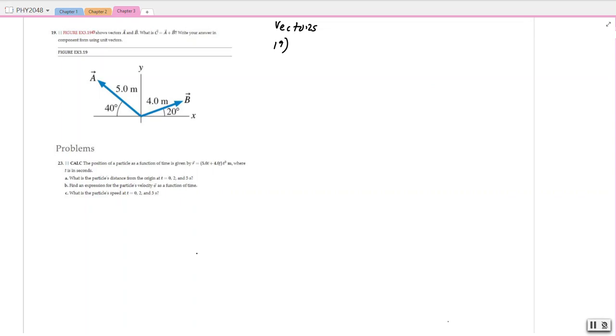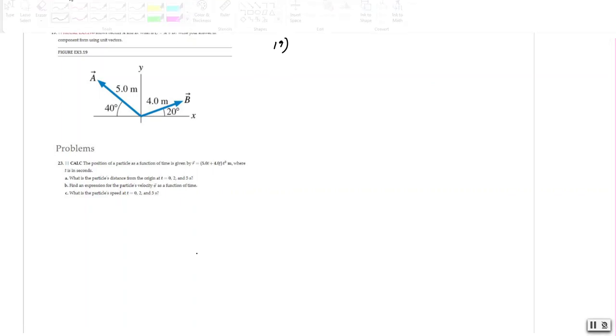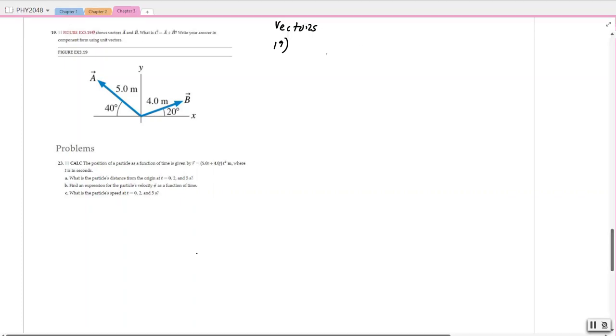They say then, that given those vectors A and B, and given that vector C is vector A plus vector B, they want us to find the vector C, and we must write the answer in components using unit vectors. So the first thing we're going to do in this case would be to find the components of the vector A and the vector B.